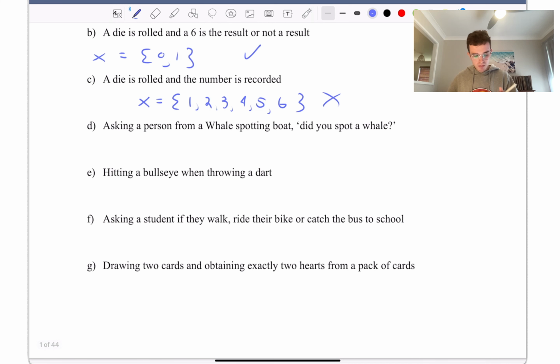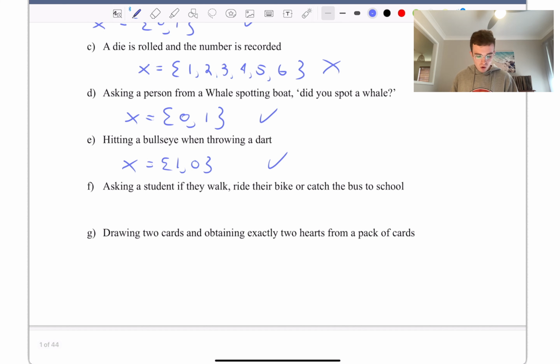Asking a person, did you spot a whale? Well, the two options are yes or no. Or you could say 1 is yes and 0 is no, it doesn't really matter. But did you spot a whale, yes or no? So yes, it is Bernoulli. Hitting a bullseye when throwing a dart. Well, if you hit a bullseye, you either hit it or you didn't hit it. So yes, it's Bernoulli. There's only two options.